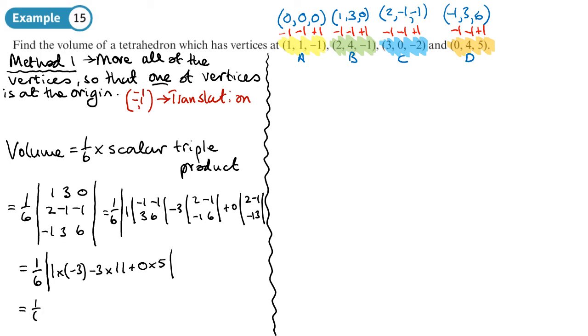Right, so this is 1/6 of the modulus of, now we've basically got -3, -33, which is -36. So you can see why we need the modulus, otherwise we'd end up with a negative volume, which can't happen. So it's 1/6 of 36, so 6 cubed units would be the volume.